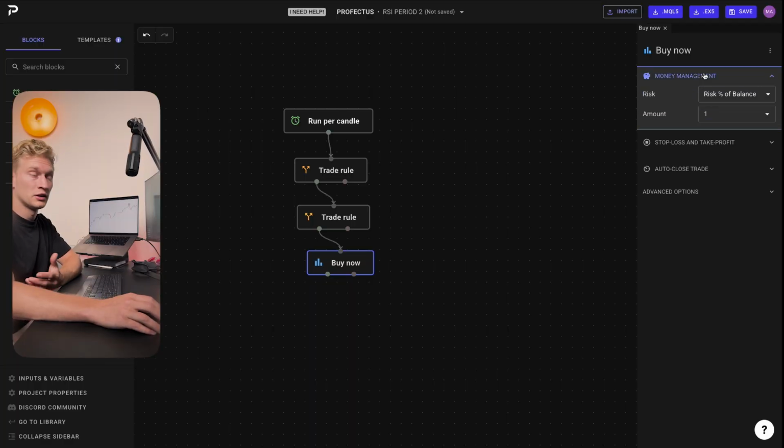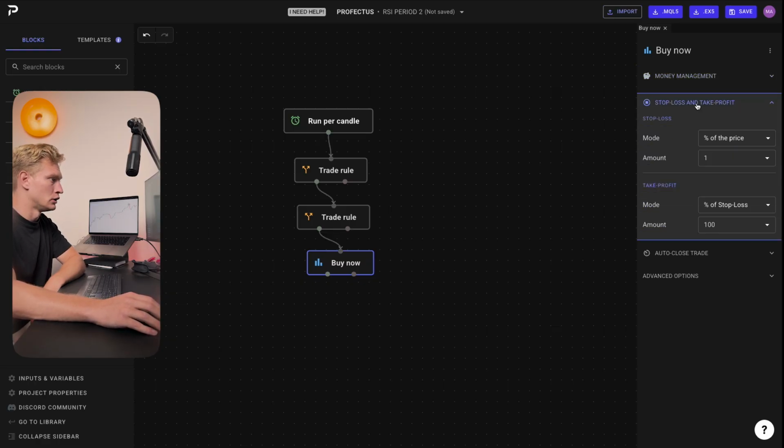How do we want to manage the trade? Well, risk percent of balance 1%. Let's say we take a trade. If our stop loss is hit, we lose 1%. If our target is hit, we of course make 1% or 2% or 5% depending on our target. But we risk 1% of our account here. You can also change that and use other things, but let's use default.